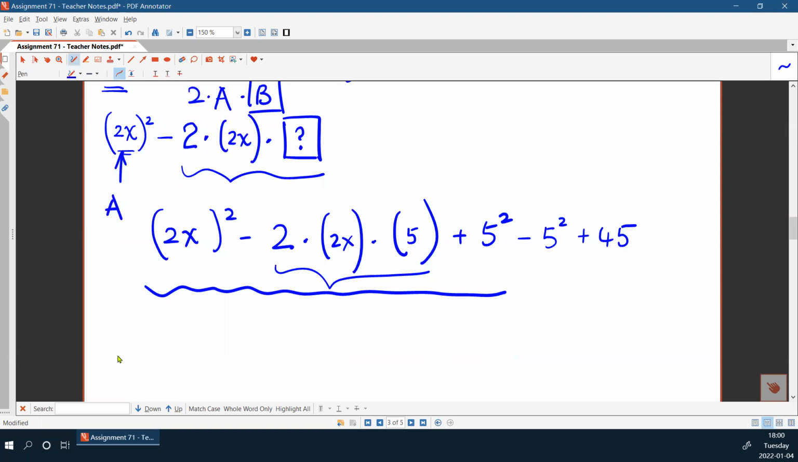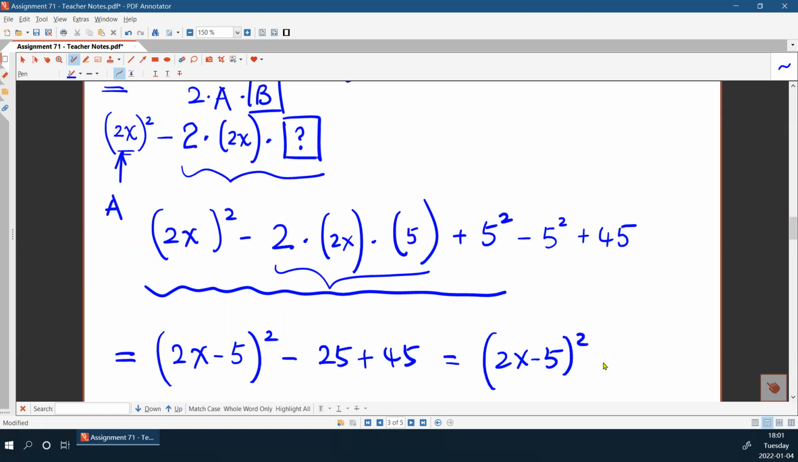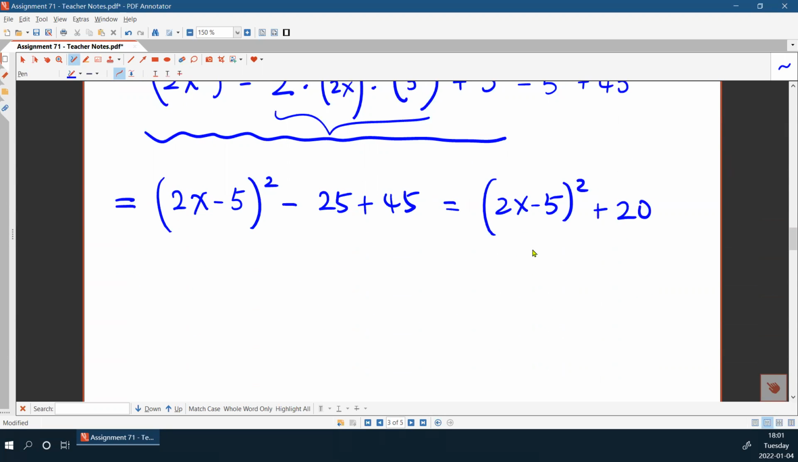Okay, so basically the original expression is (2x minus 5) squared, then minus 5 squared, which is 25, then plus 45, which gives (2x minus 5) squared, then plus 20, right? And this time we only need to discuss the first part. What is the smallest possible value of the first part? Can you tell me?